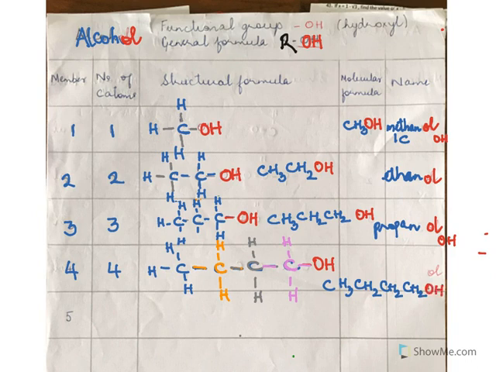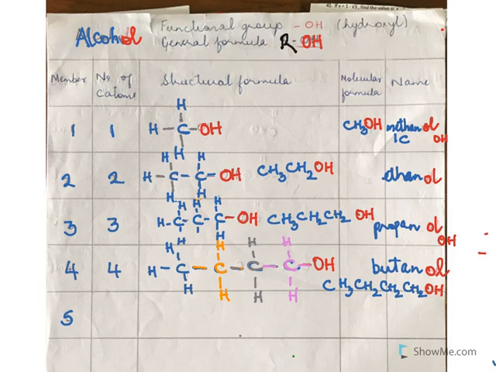Now it has got 4 carbons and hence it is butane. Butane, and you remove the E and you put the OL, butanol. OL means OH, 4 carbon alcohol.